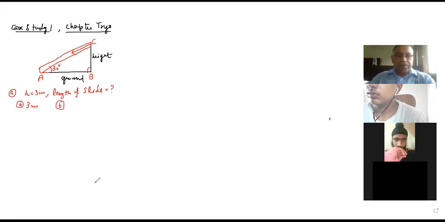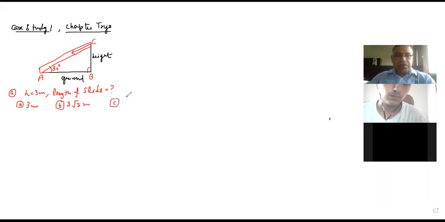Quickly, Pratham will solve. B, this is 3 under root 3 meter. Pratham will give me the answer of this question. 6 meter and under root 3 meter. Quickly. The second number is of Mohit.